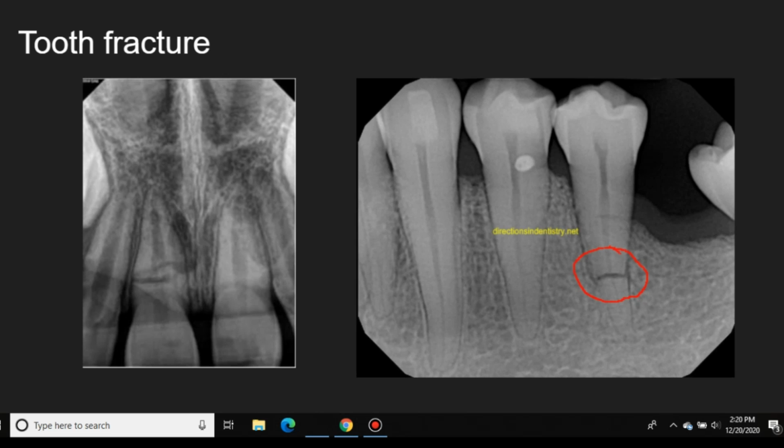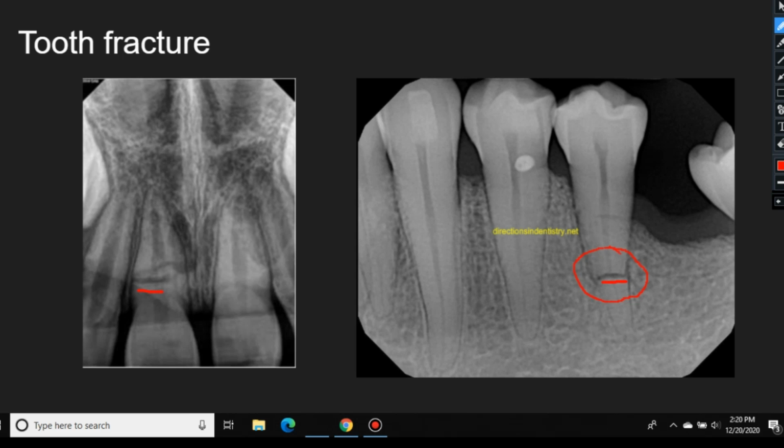This is a fractured tooth. This is one of the ones that can actually be more difficult to diagnose. Sometimes that fracture is so small that it can't be seen on an x-ray, but here we have this fracture here, and then it looks like this fracture here. So those are pretty easily recognizable.